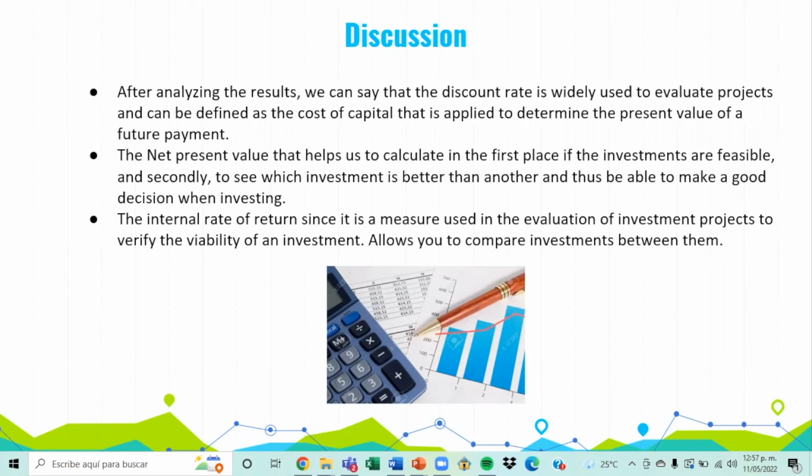Another important calculation is the internal rate of return, since it is a measure used in the evaluation of investment projects to verify the viability of an investment. It allows you to compare investments between them. The higher the IRR, the better the investment. Once the results of these three calculations are compared and analyzed, a decision can be made and the one that obtains the greatest profit for the company can be chosen.